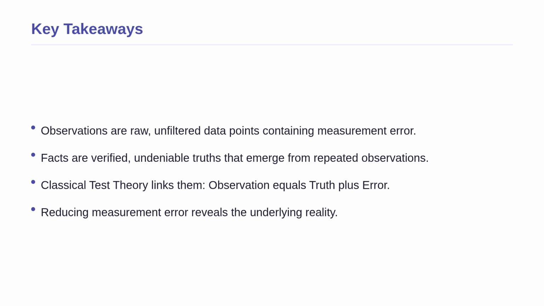We have reached the end of our topic, so let us reinforce the most important ideas. First, remember that observations are just the raw, unfiltered data points we collect, and they always contain some degree of error. Second, facts are the verified, undeniable truths that emerge only after those observations are rigorously repeated and tested. Third, classical test theory gives us the mathematical framework for this, showing that every observation is a mix of truth and error. By systematically reducing that measurement error, we strip away the noise and reveal reality.